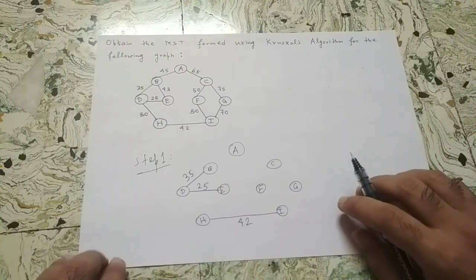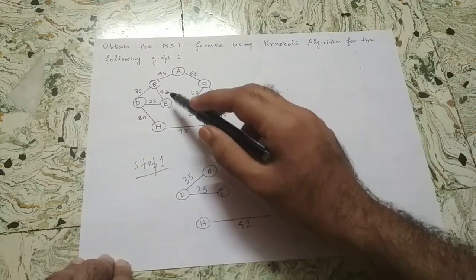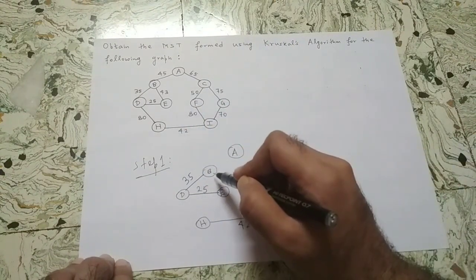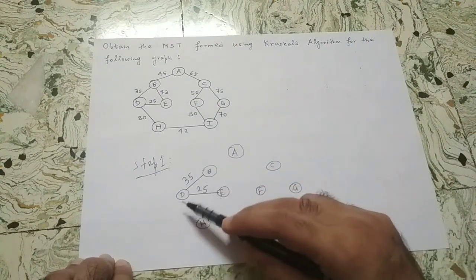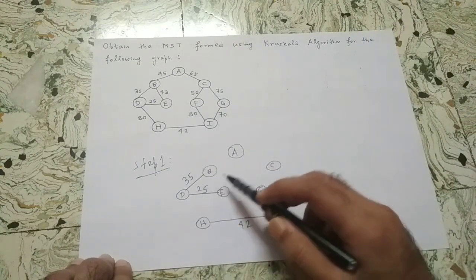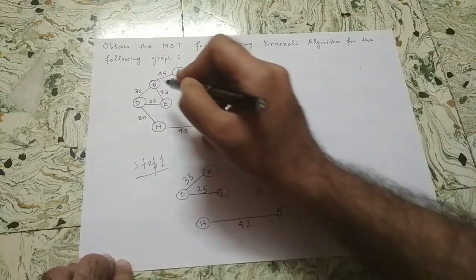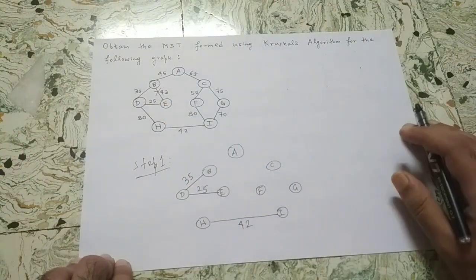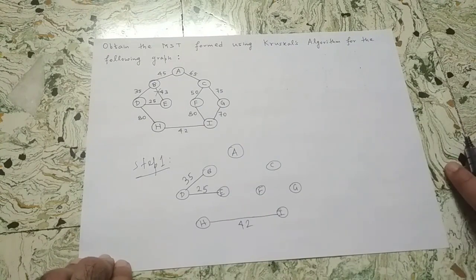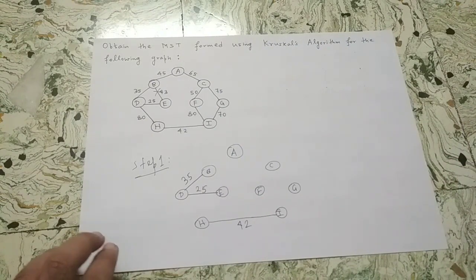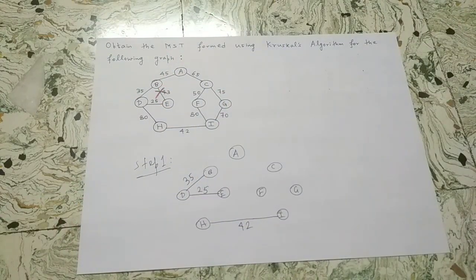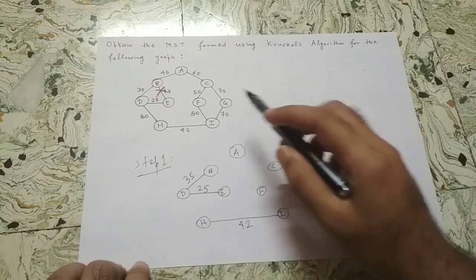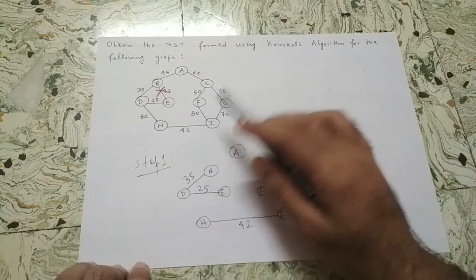Now after 42, the next edge that I should be visiting is 43. Now if I add this edge 43, I get a closed figure. What is the closed figure? BDEB or EDBE. So this closed figure will lead to a cycle, so I cannot add this edge 43. So 43 cannot be added in my minimum spanning tree. So I'll just cross it out so that you can understand that it has not been included. Fine. Okay. Now the next edge that I should consider is 45.